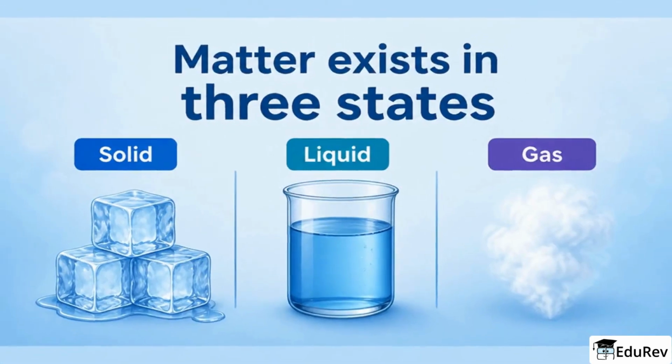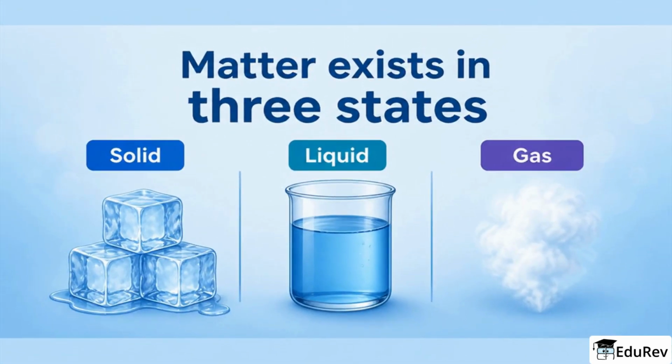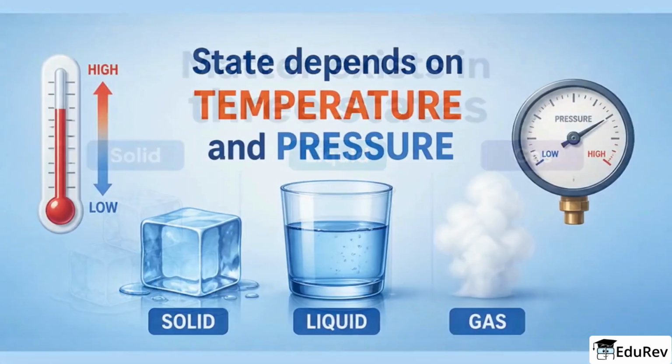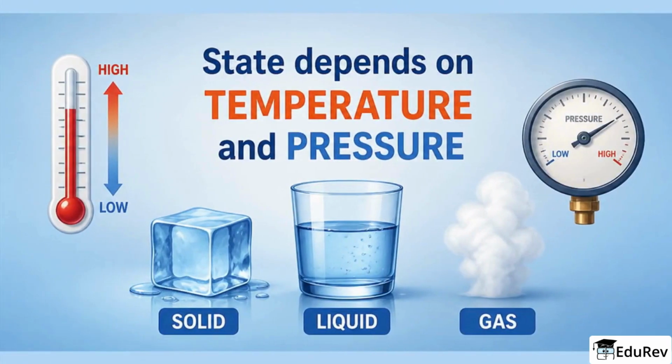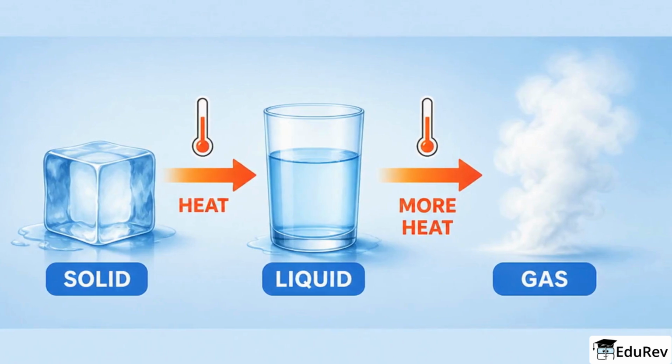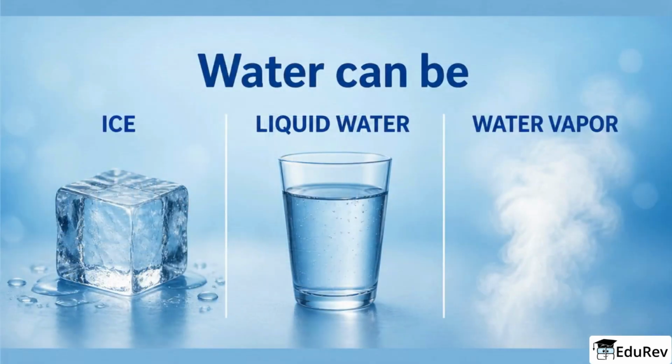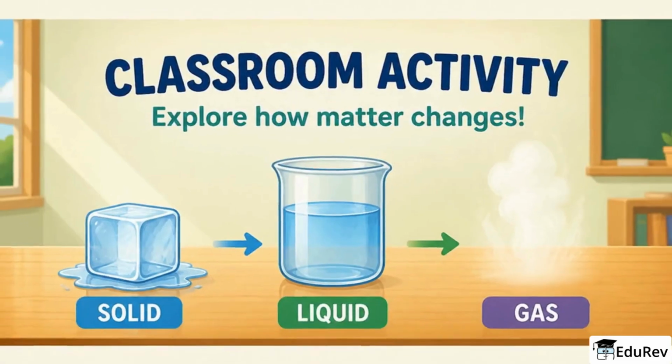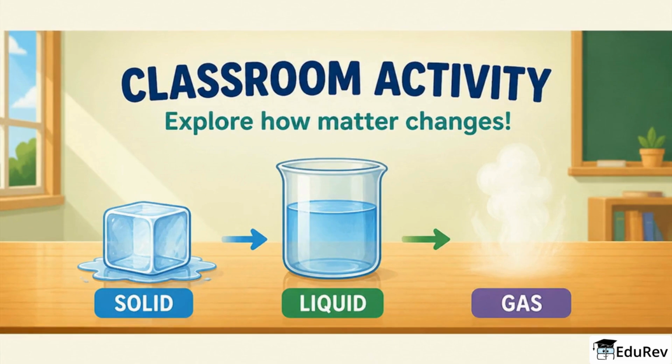Matter can exist as three common states: solid, liquid, and gas. Which state we see depends on temperature and pressure. When we heat a solid, it can become a liquid, and with more heat, it can become a gas. Water is a good example. It can be ice, liquid water, or water vapor. Let us look at a quick classroom activity that shows this.